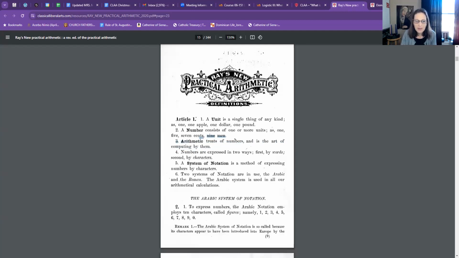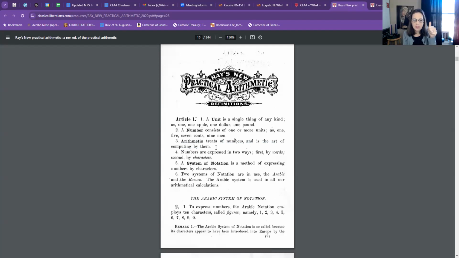So right here, number 3: arithmetic treats of numbers and is the art of computing by them. Arithmetic treats of numbers and is the art of computing by them. Okay, good, Jude. Okay, so let's say that 5 times. You can count on your hand, okay?